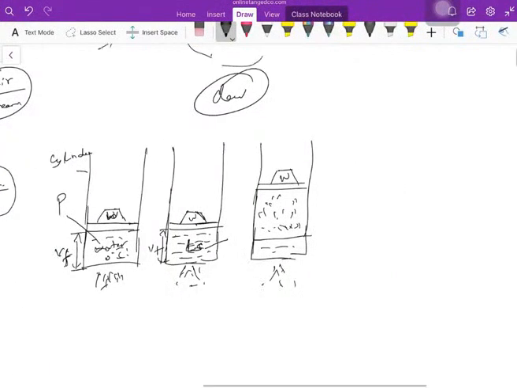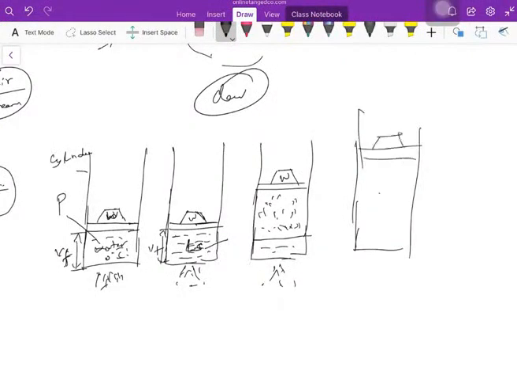So this is at the third stage. At the fourth stage, the entire water, all the water will be converted to steam, dry steam. Okay, this is water, guys. And keep on heating that. So the pressure will increase.